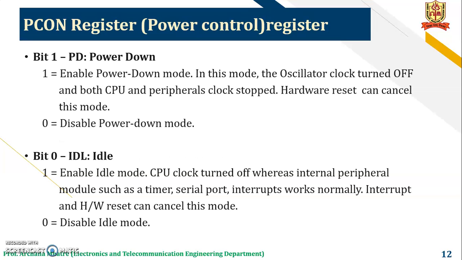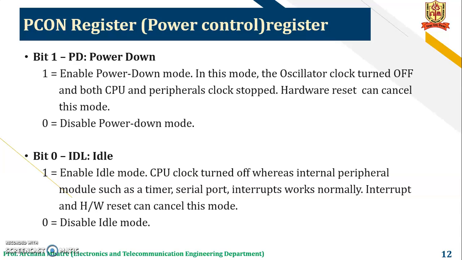Now next is bit number 1, PD, that is power down. If it is 1, then it enables power down mode. In this mode, the oscillator clock turns off and both the CPU and peripherals clock are stopped. Hardware reset can cancel this mode. Now if the PD bit is set to 0, then the power down mode is disabled.